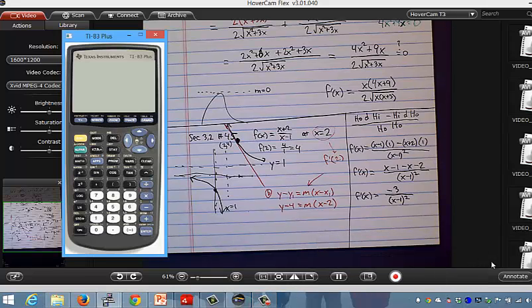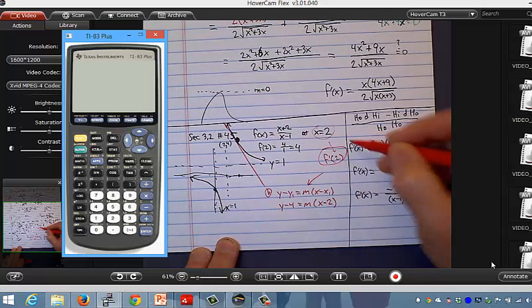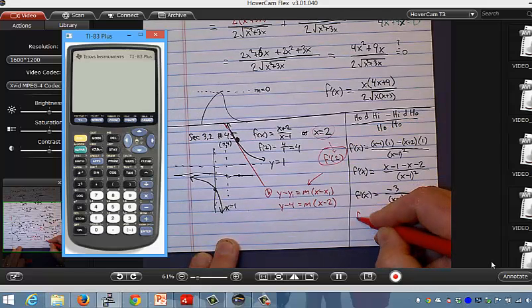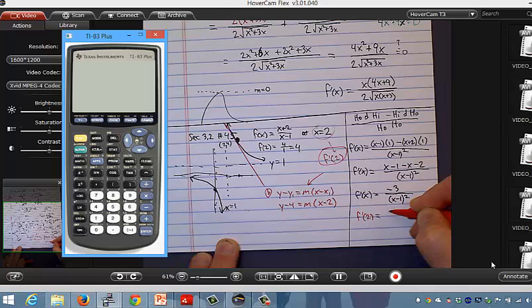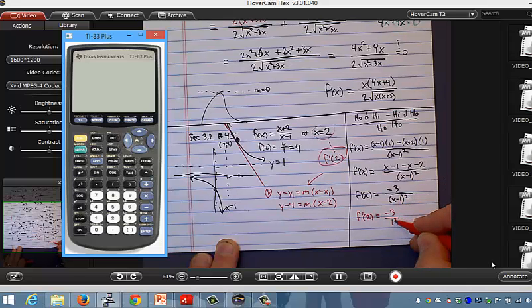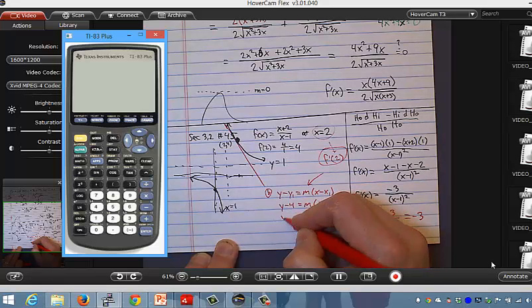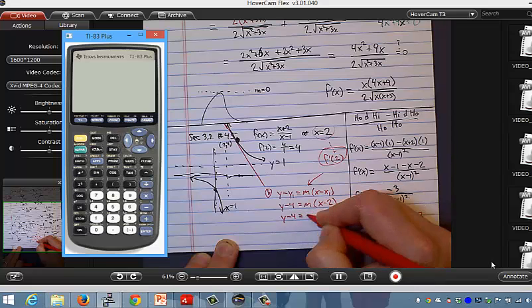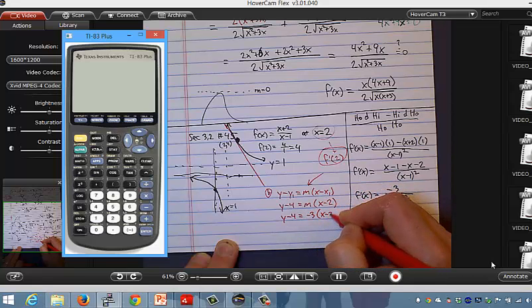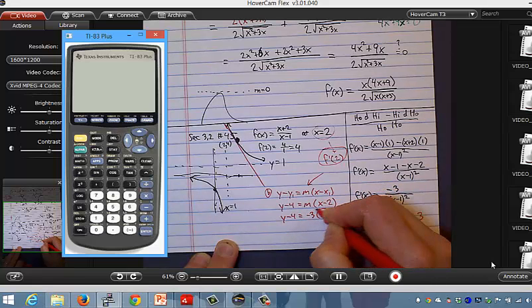Yeah. I said that. I said I need f prime of 2 to get the slope. So let me compute that. f prime of 2 would be negative 3 over, well, when you plug in a 2, you just get 1 squared. So I get negative 3 as the slope. All right. So y minus 4 is negative 3 times x minus 2. There's a good equation.